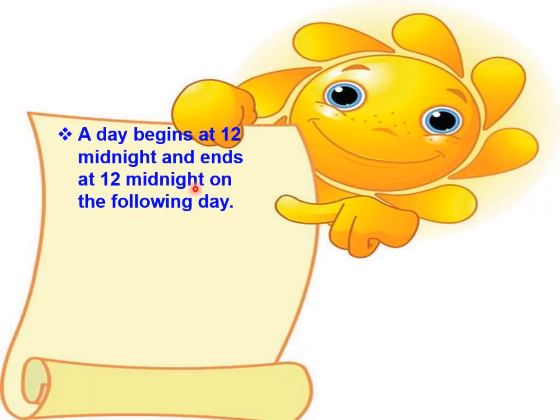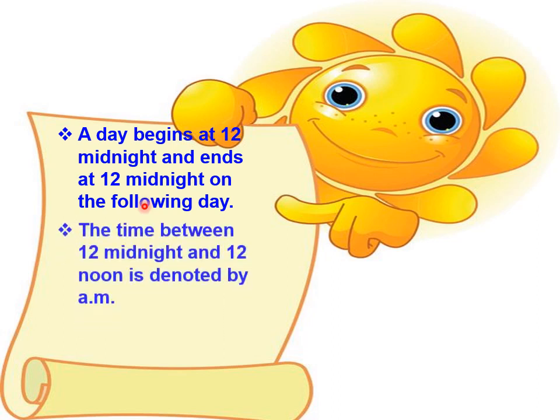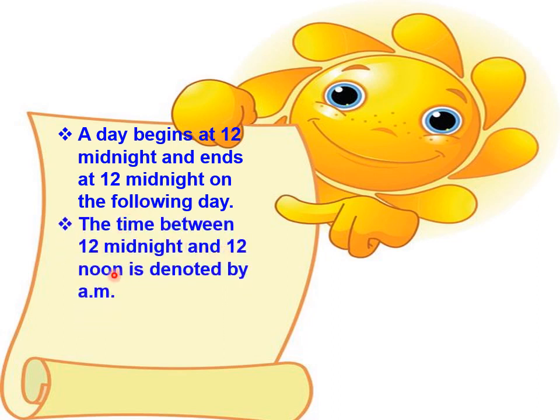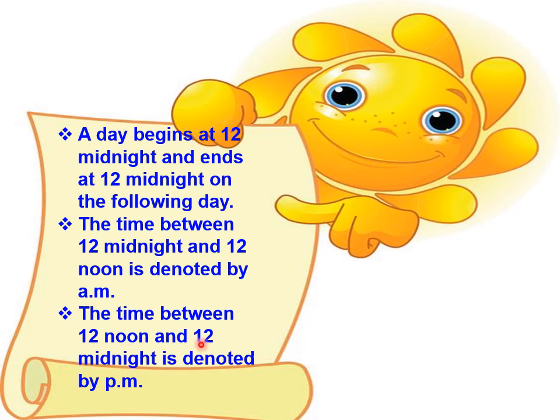A day begins at 12 midnight and ends at 12 midnight on the following day. It will start at midnight 12 o'clock and end at the next midnight 12 o'clock on the following day. The time between 12 midnight and 12 noon is denoted by AM. And the time between 12 noon and 12 midnight is denoted by PM. So after 12 noon to 12 midnight is denoted by PM. So we will write PM in time.